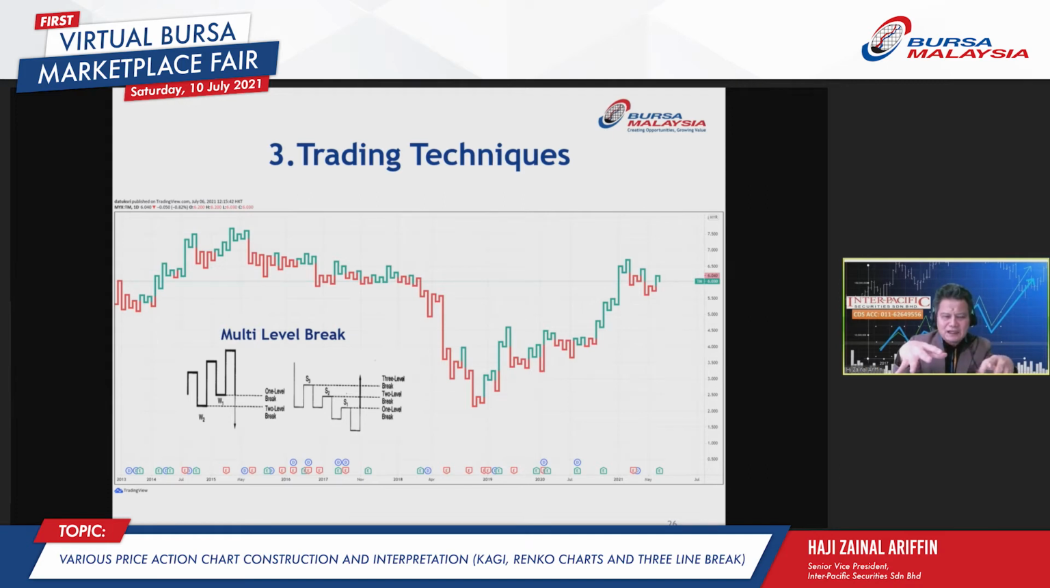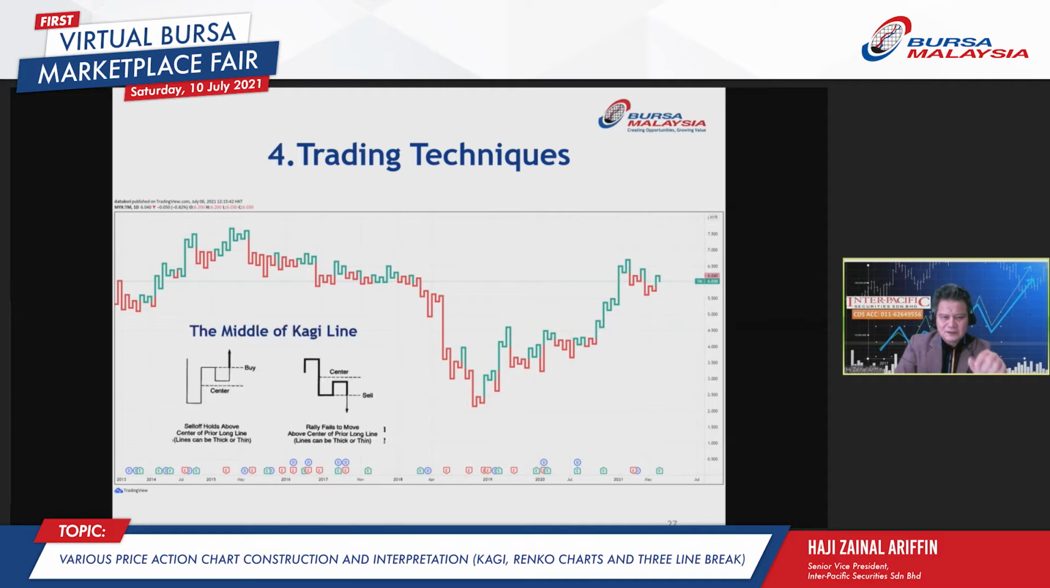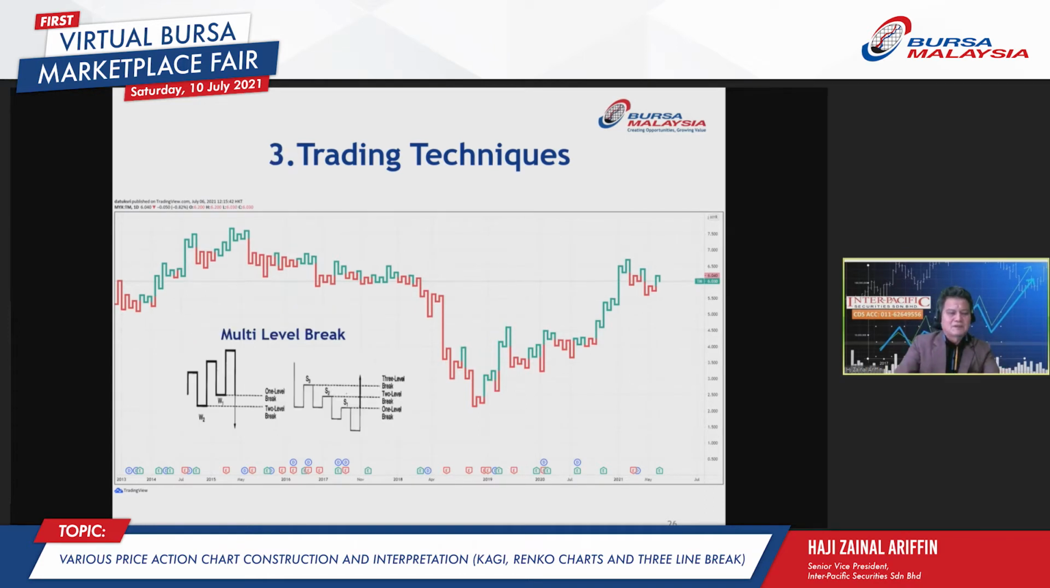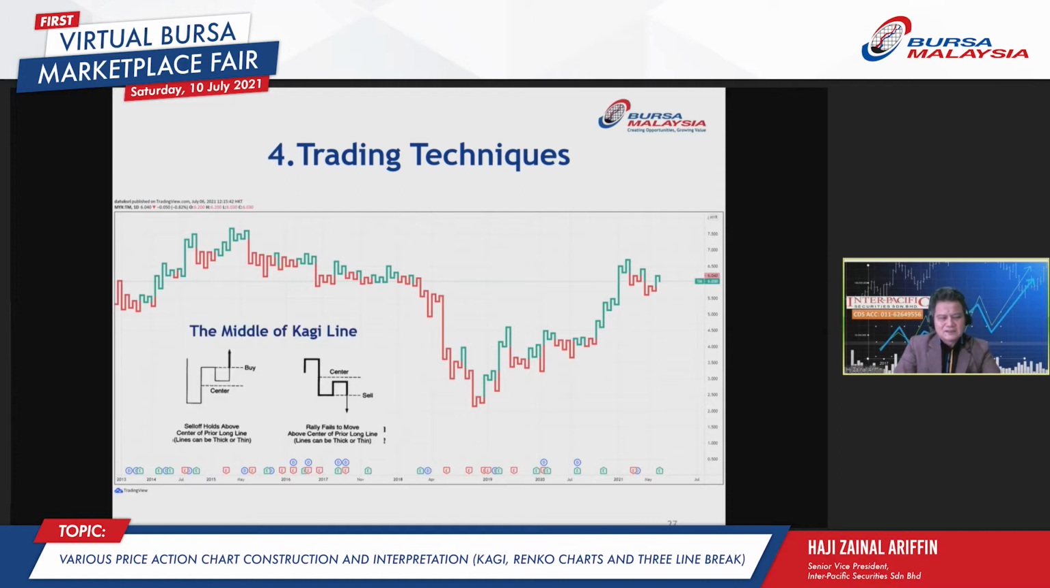How strong is the market? This KAGI can also tell you whether the market is strong or not strong, or the breakout is strong or not strong, by using this multi-level break. But the most important one is the earlier one: when they create a new one or there's a change in the color, that is the buy signal, and also that is a break of the resistance or break of the support. That is the most important thing, because what we are looking for in the stock market is the trend, the support and the resistance. So here that will tell you there is a support and resistance.